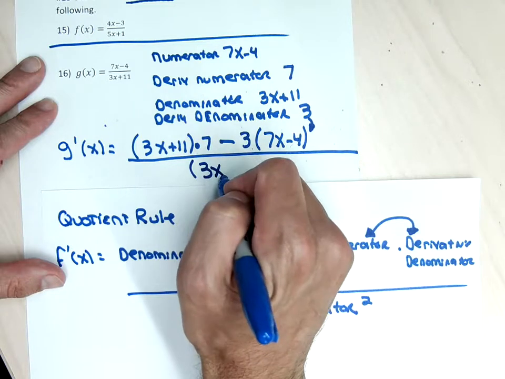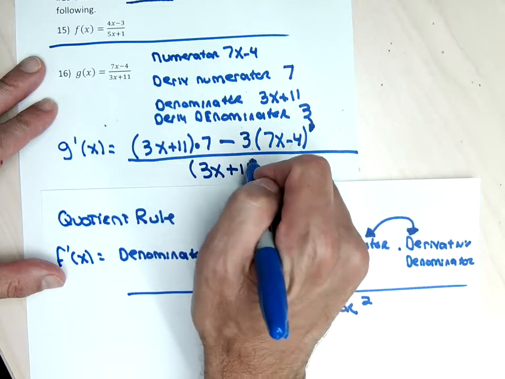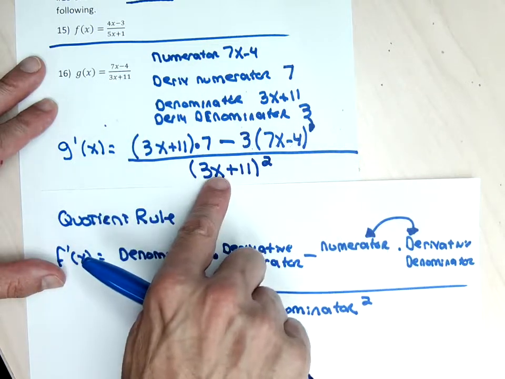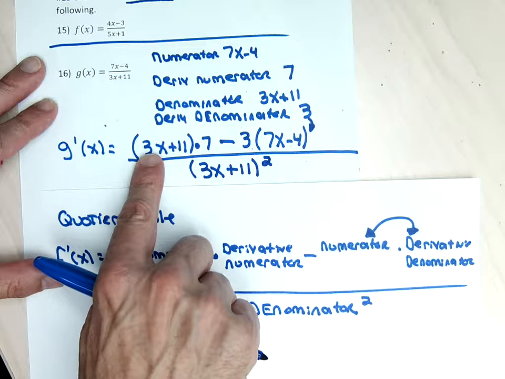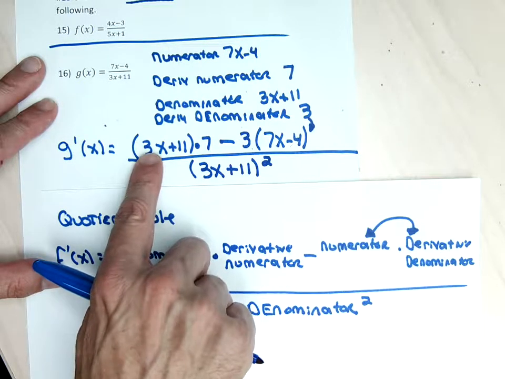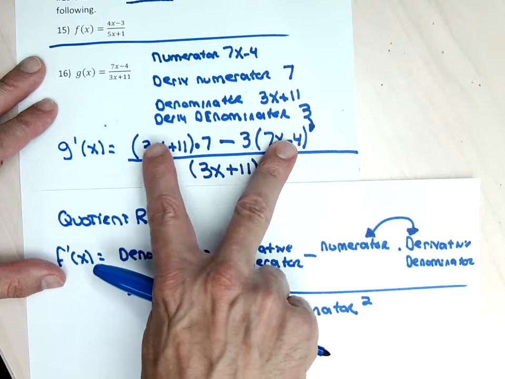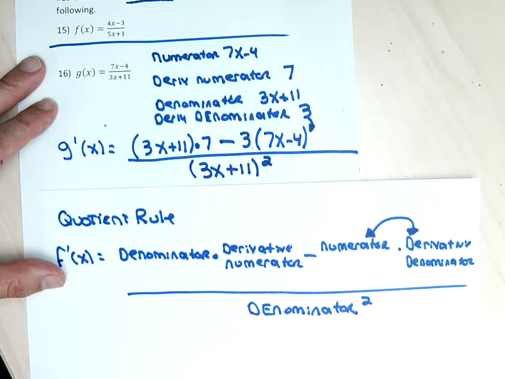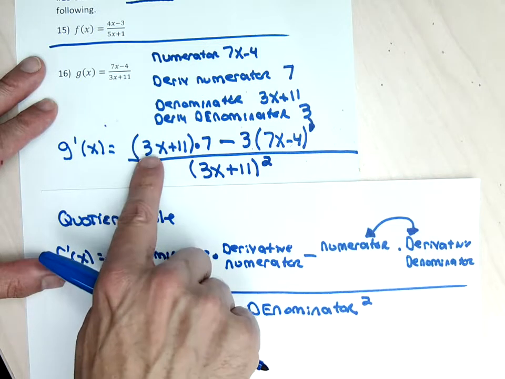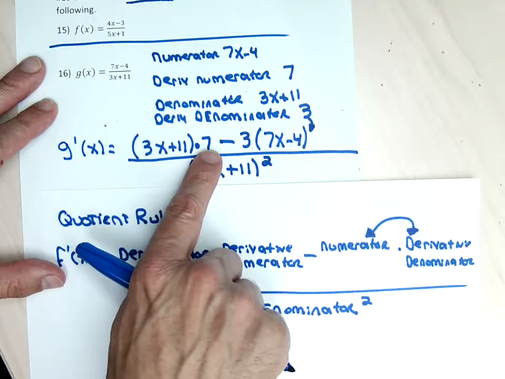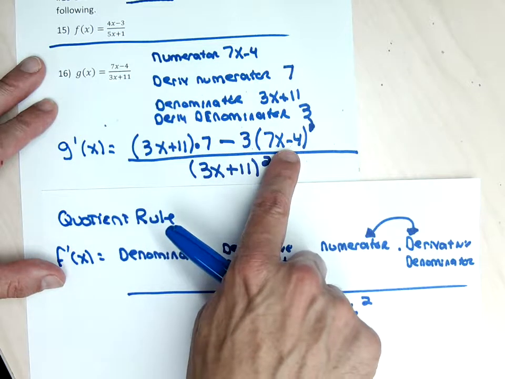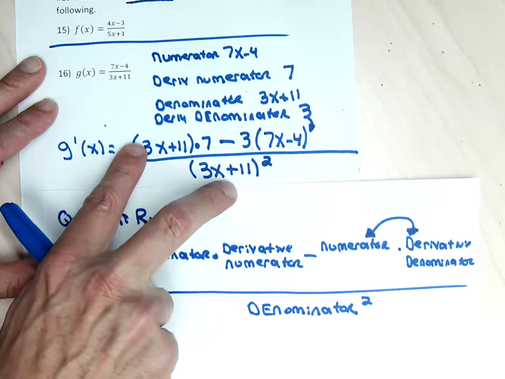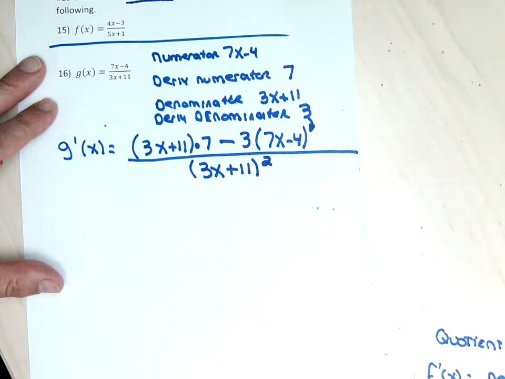I never ever FOIL out the denominator. I'm just going to leave this squared. You can't cancel the 3x plus 11 in the numerator unless there was a 3x plus 11 in parentheses on both sides of the minus sign. So it would be illegal to cancel those right now. So that's the derivative using the quotient rule: denominator times derivative of the numerator minus numerator times derivative of the denominator, all over the denominator squared. This will never cancel. Now let me just simplify.